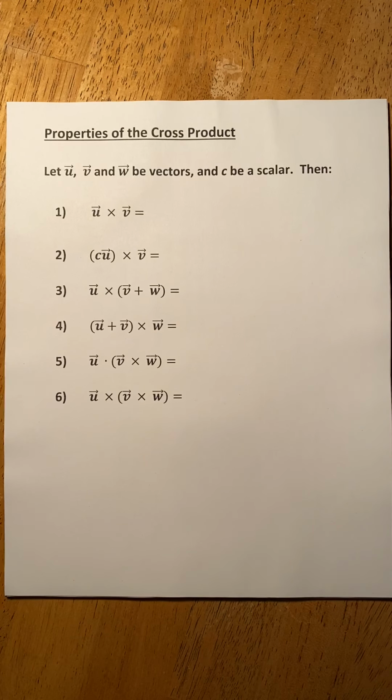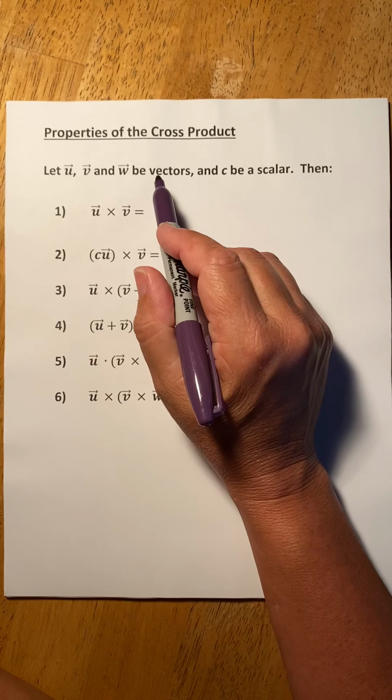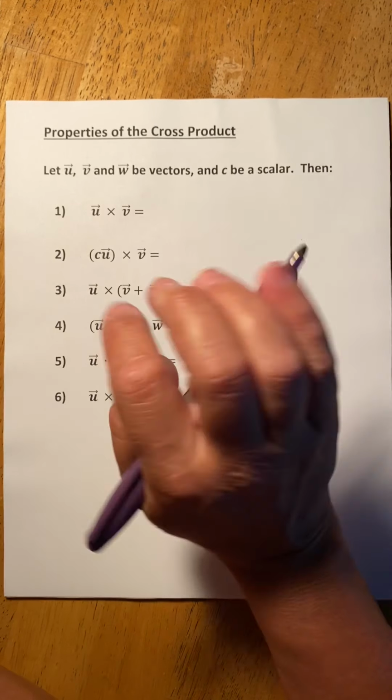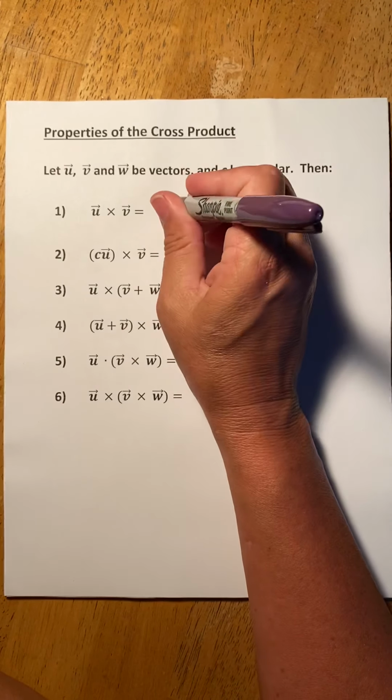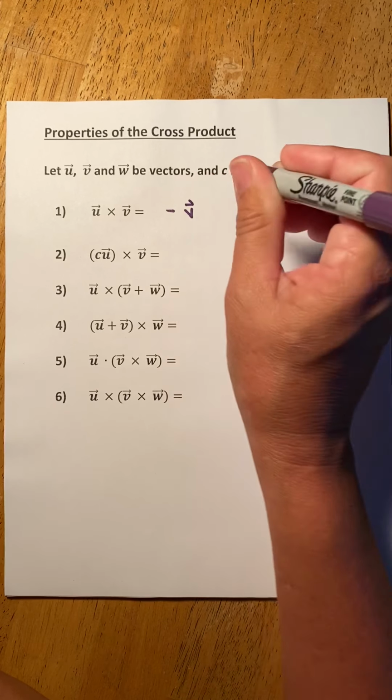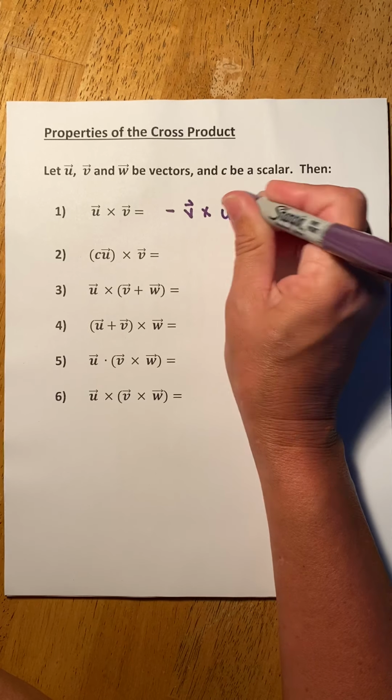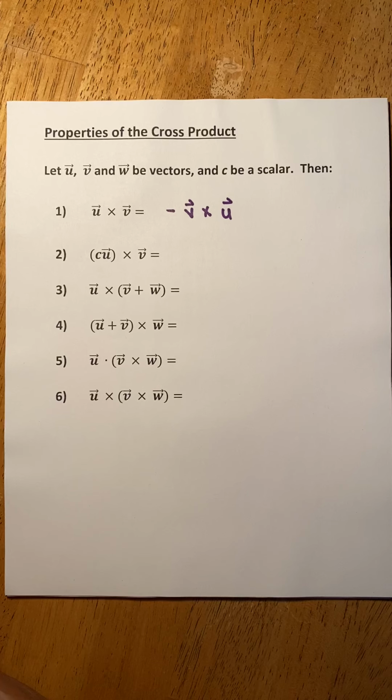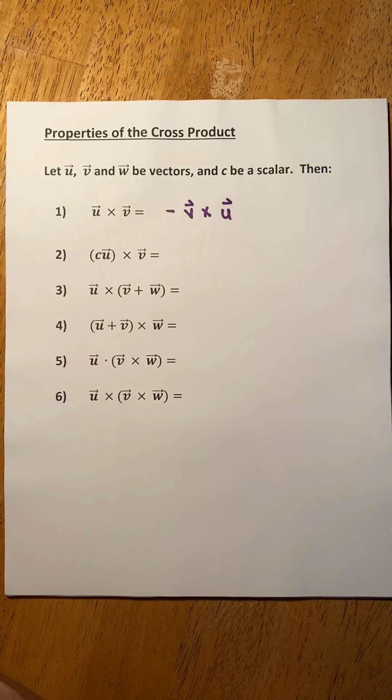All right, properties of the cross product. The cross product does not commute. If we reverse the cross product, we get this relationship. So it does not commute. Reversing the cross product produces a different result.